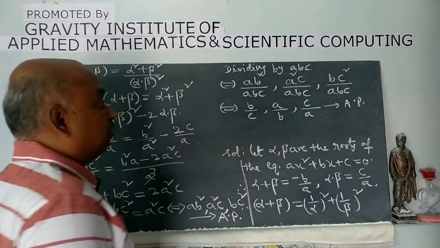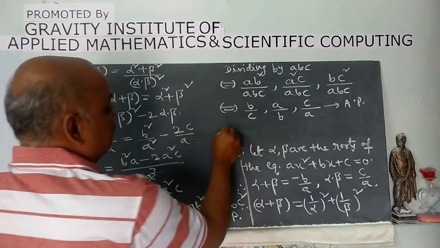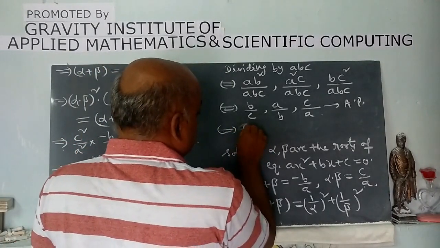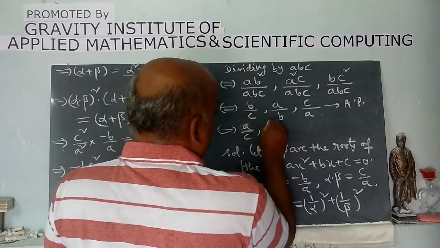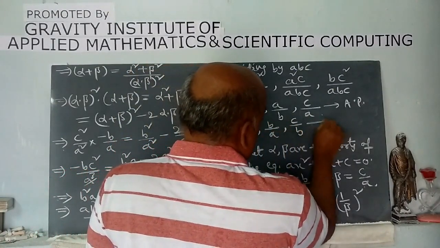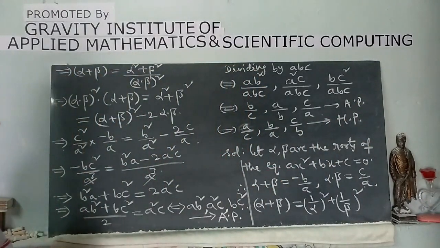So the reciprocals of the terms in AP are in HP, harmonic progression. So this implies a by c, b by a, c by b are in harmonic progression.